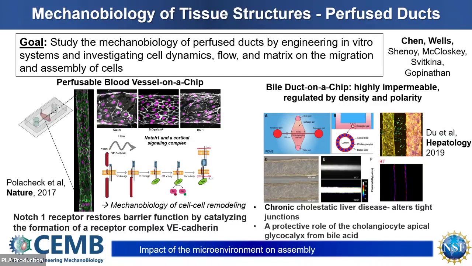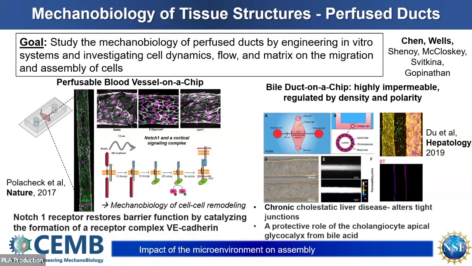So early work with Christian looked at this perfusion system of blood vessel on a chip. So the endothelial cells are lining that vessel, and is able to demonstrate, again, this barrier function, and was able to identify a novel sensor, this Notch1 receptor that drives that, or restores barrier function under different influences. And this ultimately will form this complex, right, with this cadherin, adherent junctions there in the blood vessel.